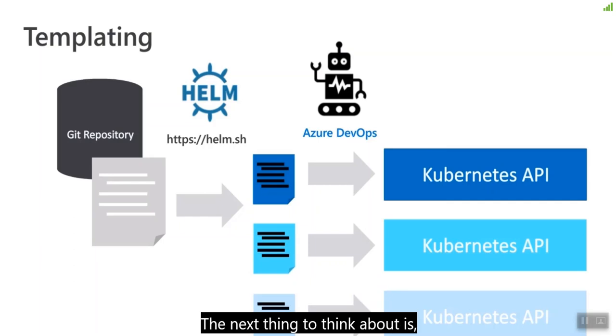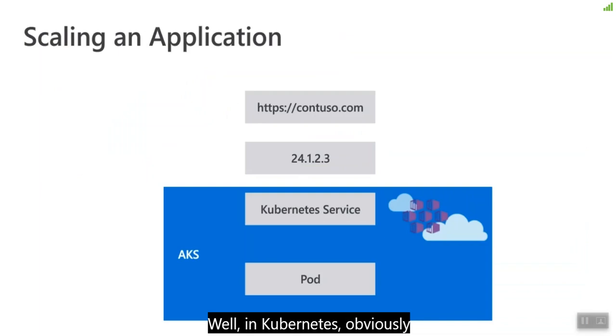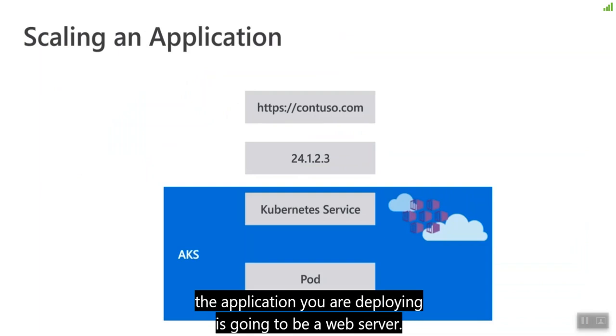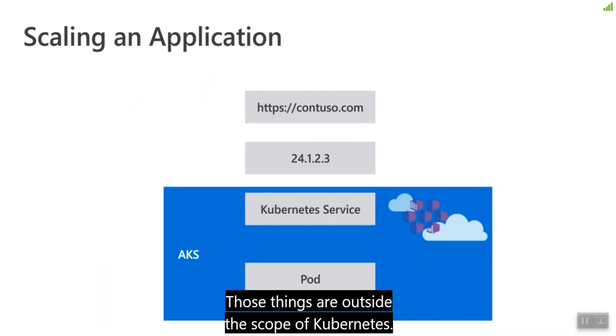The next thing to think about is how are you going to actually design your application? Well, in Kubernetes, obviously, the application you're deploying is going to be a web server. Might be something like contoso.com. You're going to use DNS to associate that with a particular IP address. Those things are sort of outside of the scope of Kubernetes.